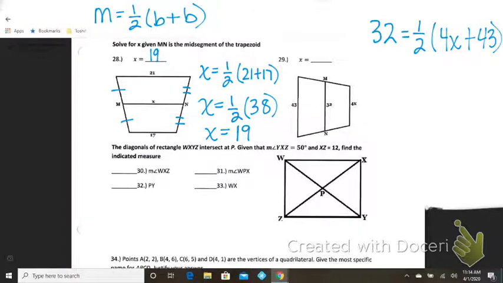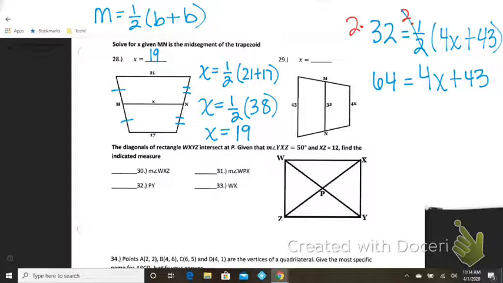You could distribute the 1/2, but in my personal opinion, it's going to be easier if we just multiply both sides by 2 right away. If you multiply the left side by 2, you would get 64. On the right side, when you multiply by 2, it just cancels out with the 1/2. So you're left with 4x plus 43.